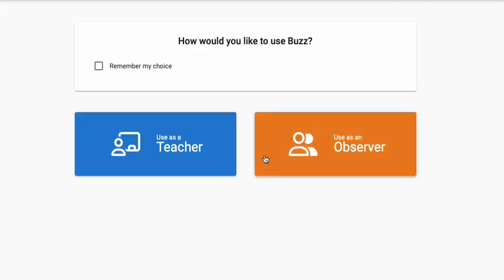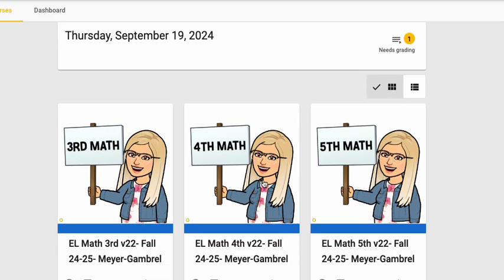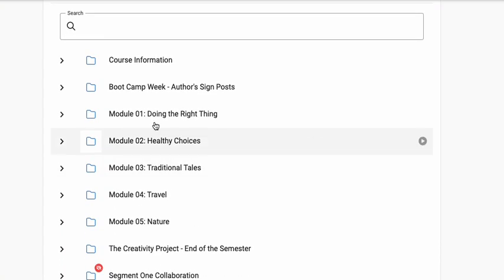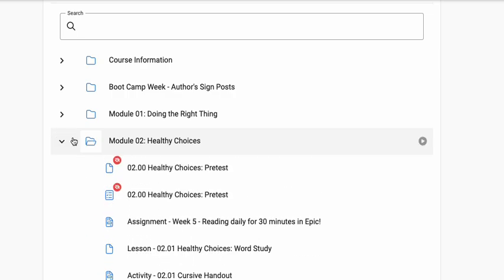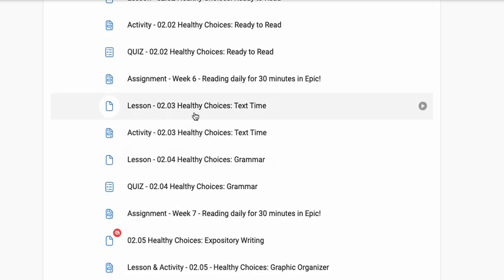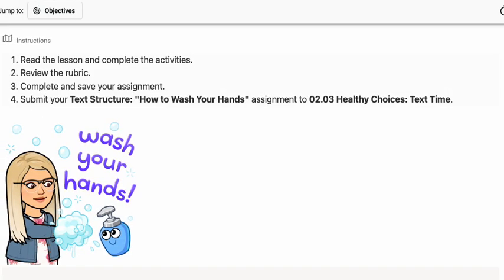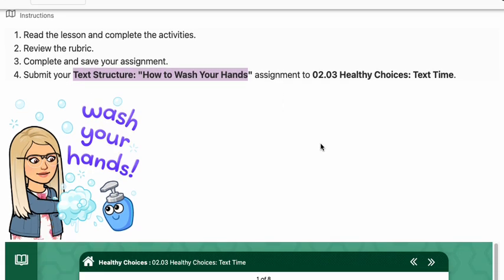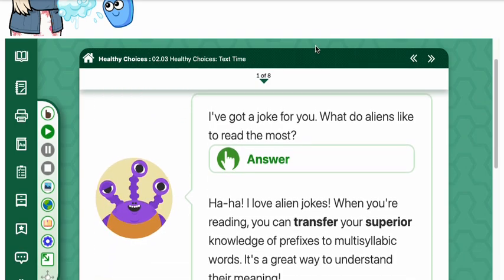So let's take a look at Buzz and let's look at our assignment today. So we're going to head into 4th grade English Language Arts. We're heading into Module 2 on healthy choices. And we're going into Lesson 203, Healthy Choices Text Time. So this says, hey, we're going to read the lesson, complete the activities in the lesson, and then we're going to do something with text structure, wash your hands. All right, more text structure.